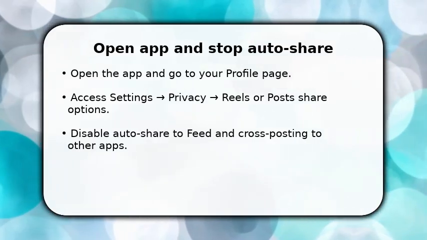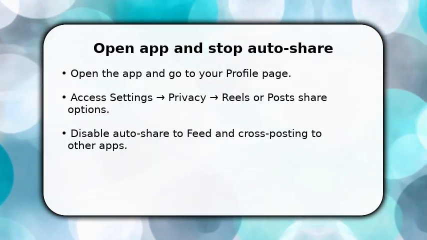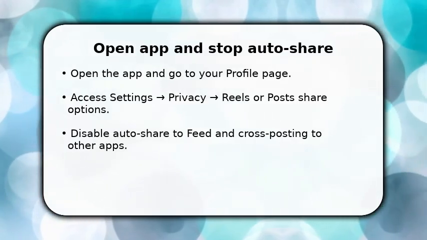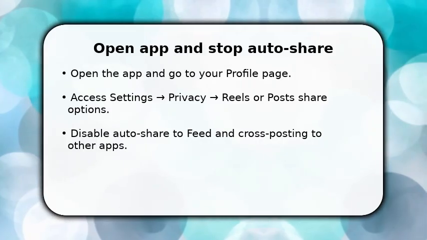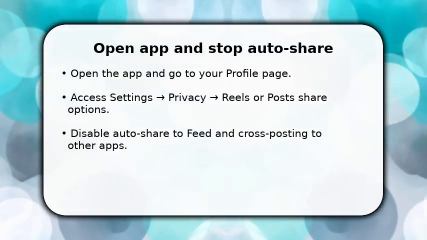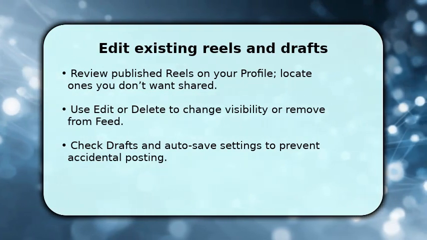Turn off auto share to your feed and any cross-post toggles to other platforms. Doing that prevents new Reels from posting automatically. Make sure to confirm each toggle visually, because some apps remember previous choices and require explicit disabling to stop future sharing. Once auto sharing is off, you need to clean up what's already shared.